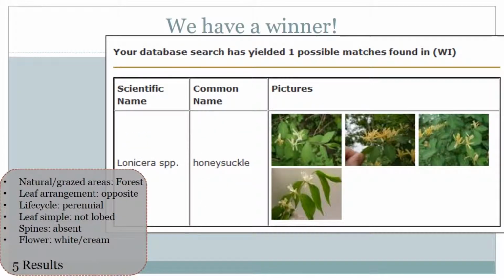Based on the information that I filled out, there is only one possible match for our unknown, and that is honeysuckle. This includes several species of bush honeysuckle. To get an identification to species, you would need to consult an expert or use a more detailed plant key. You could narrow down the search to a manageable 5 species by only answering questions about the location, leaf arrangement, life cycle, leaf margin, spine presence, and flower color.